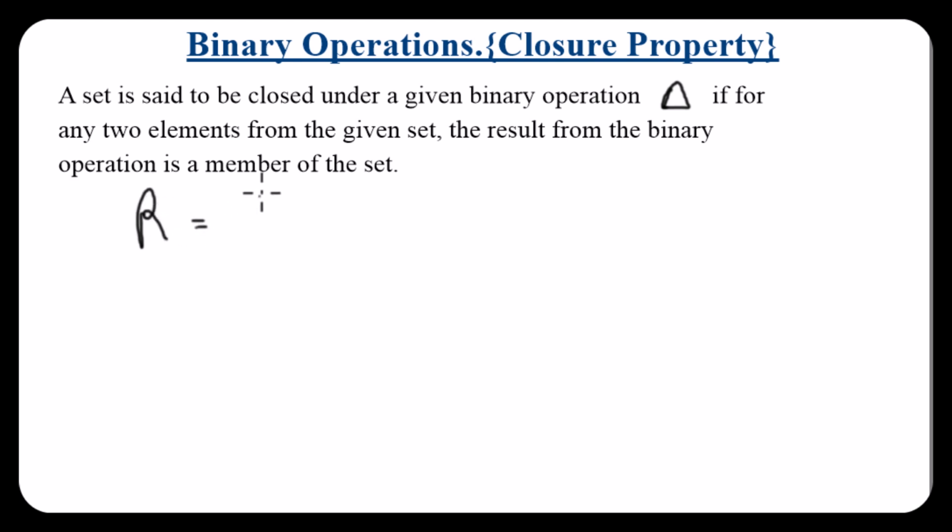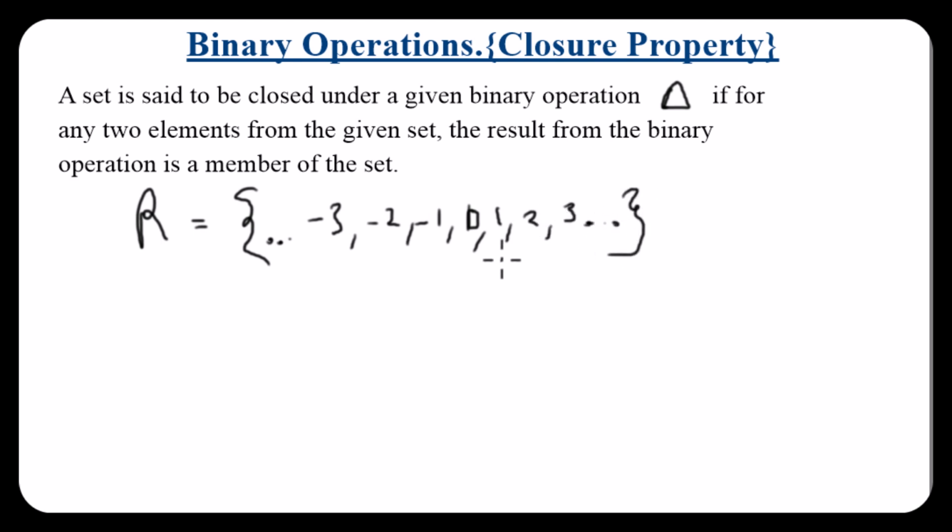So let's say I have R being the name of the set. I'll represent that with my dot, dot, dot. So I'm coming from negative infinity, minus 3, minus 2, minus 1, 0, 1, 2, and 3. So again, dot, dot, dot, moving from negative infinity to positive infinity.